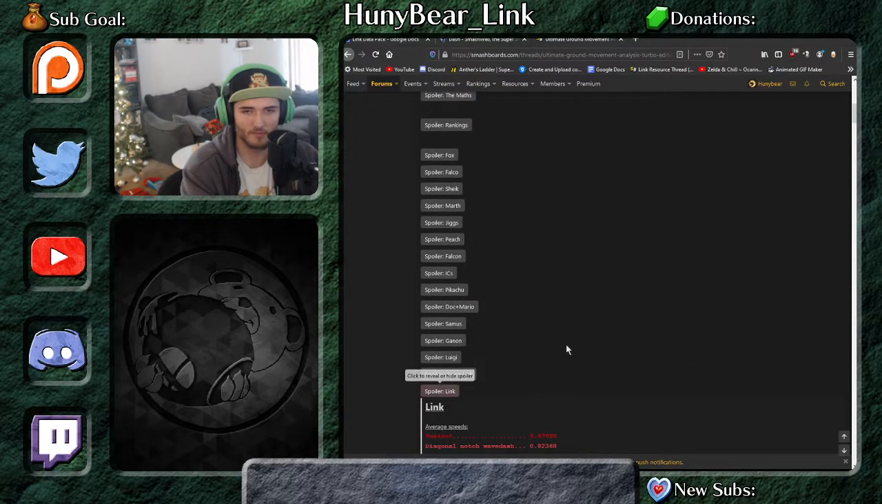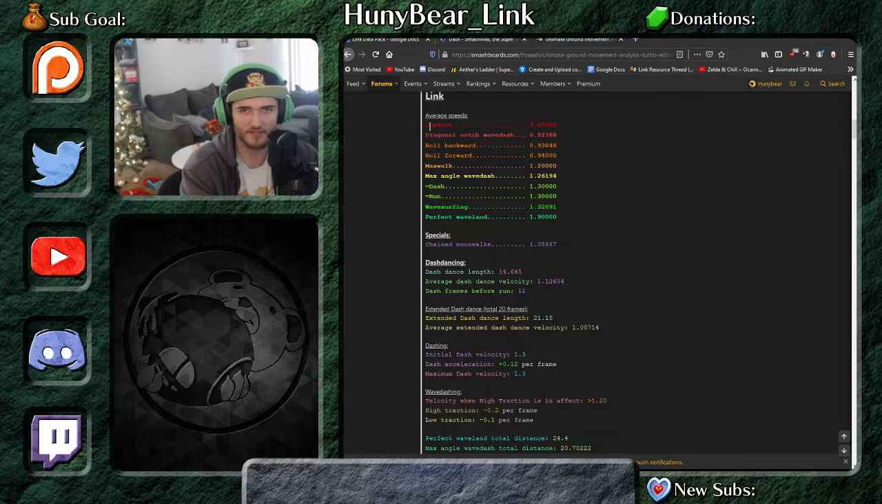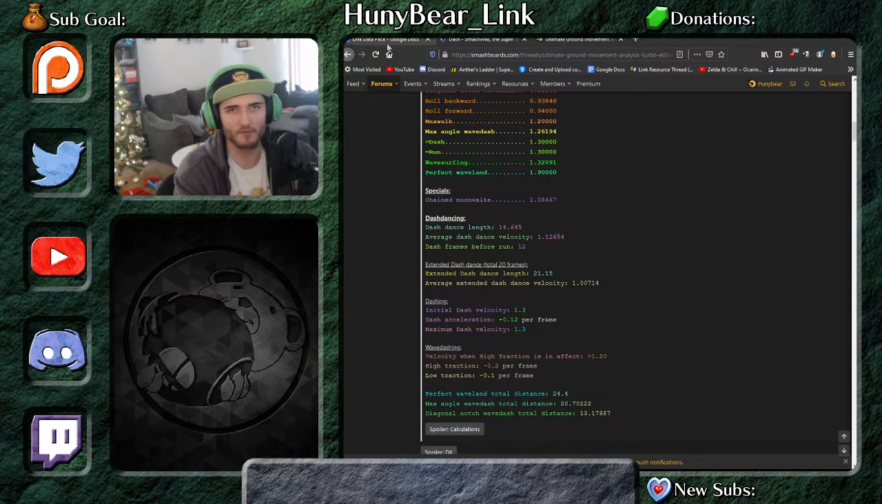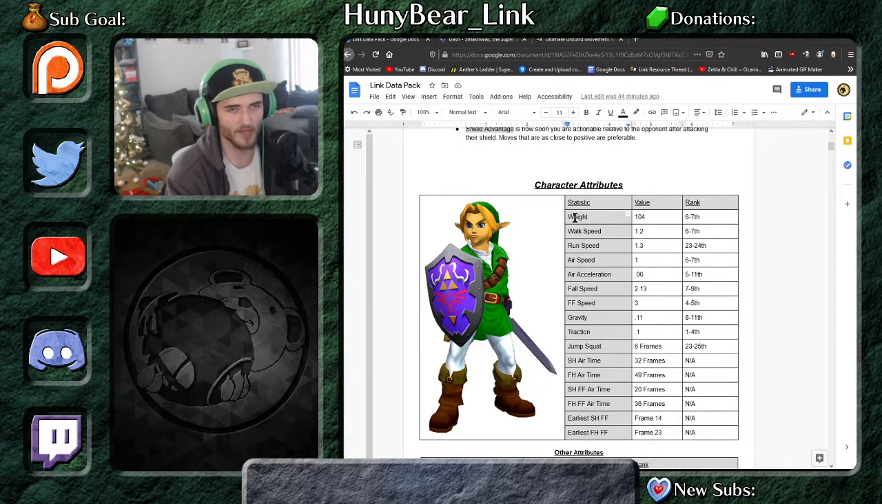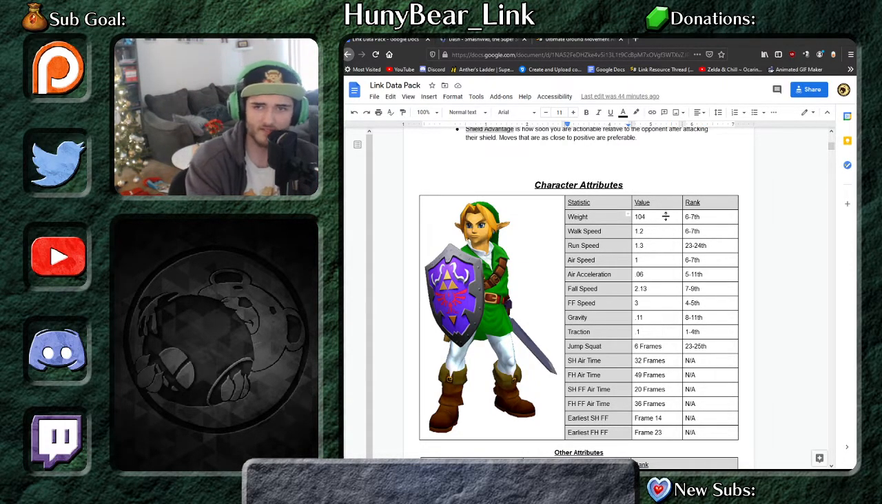Well, let's go to Link. Kaplow. You can see foxtrot, diagonal notches, the maximum distance. These are Melee meters. This is the game's metric in which it measures distance. Alright, well, back to the Link data pack. So, attributes: Link has a weight. Weight means knockback resistance, the 7th best in the game, and he's a fat boy. Walk speed, this is the speed in which he walks.